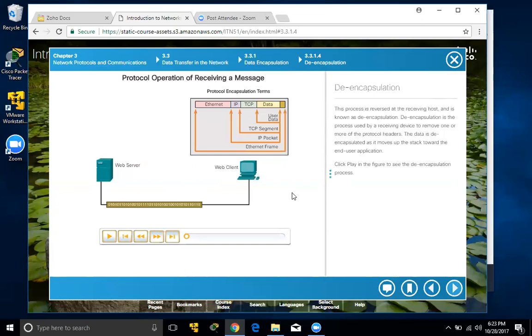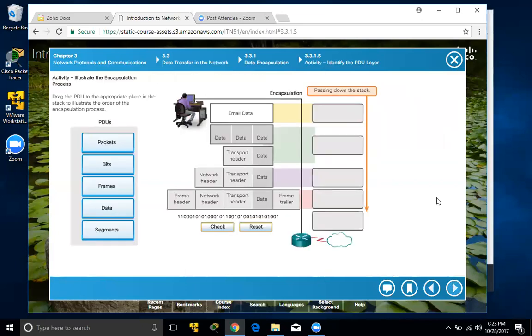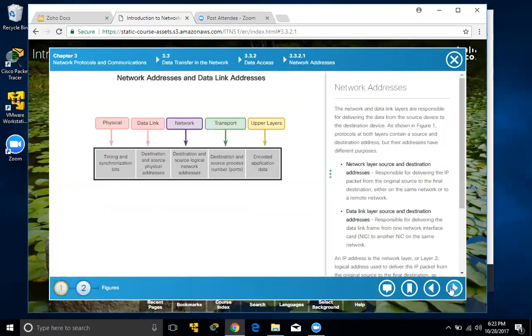De-encapsulation, so taking that stuff and I guess doing it in reverse. Again, we've got a graphic, so check that out. And then we've got another exercise for moving some stuff around. So you can do that, do your checks. If you need to, back up a few slides and recheck the definitions.